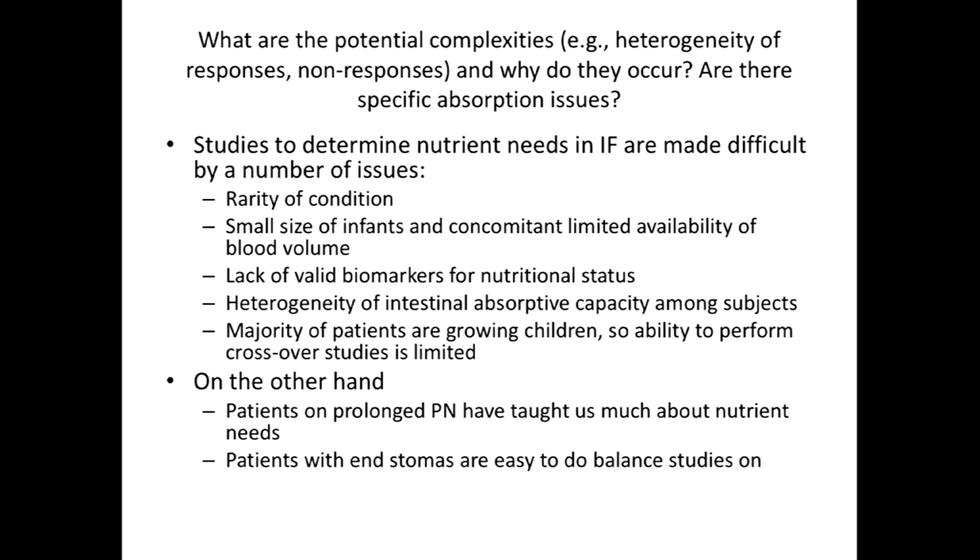On the other hand, I do think it's important to acknowledge that patients with intestinal failure have really taught us a lot about nutrient needs. Unfortunately, they've taught it by accident because of the omission of important nutrients in their parenteral nutrition solutions. And indeed, patients with end stomas are easy to do balance studies on. So if people are interested in doing malabsorptive or metabolic studies, I think they are a promising group to evaluate.